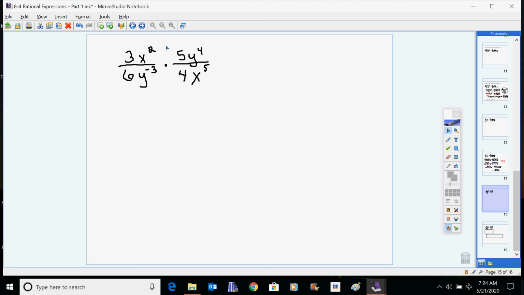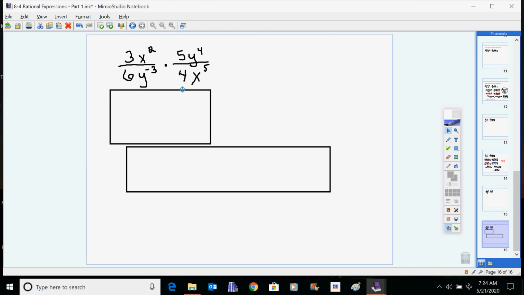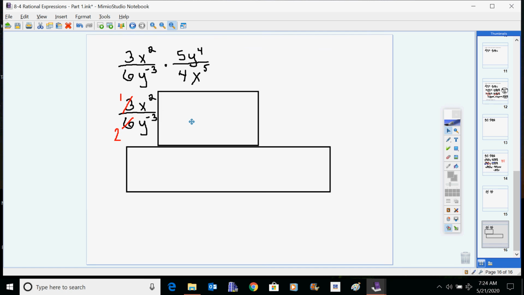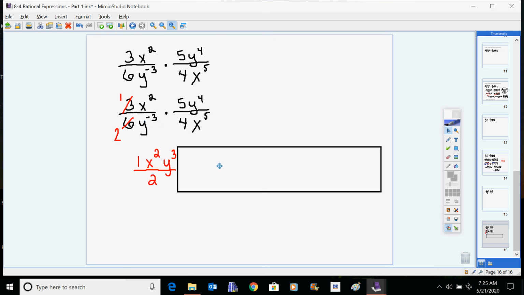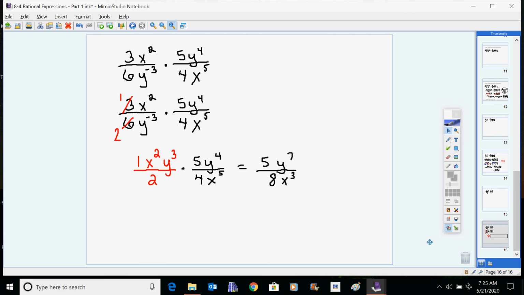So once again, this is already pretty much in factored form. They're not polynomials, well, they're monomials up here. But don't forget what to do with a negative. We'll start off just by canceling out the 3 and the 6. Everything else is left alone. I want to rewrite this one so that I have no negative exponents. Remember, it can jump over the fraction bar and get rid of the negative exponent.